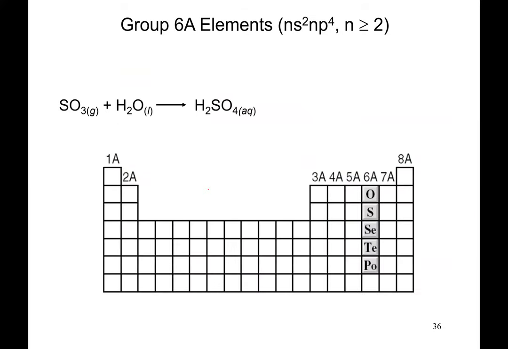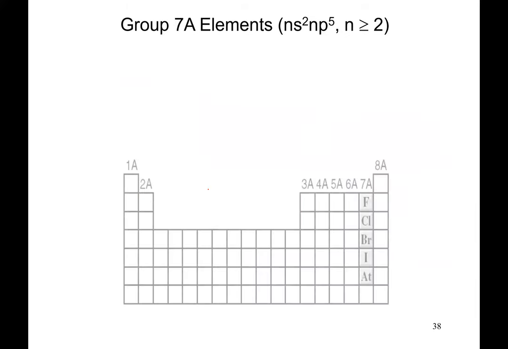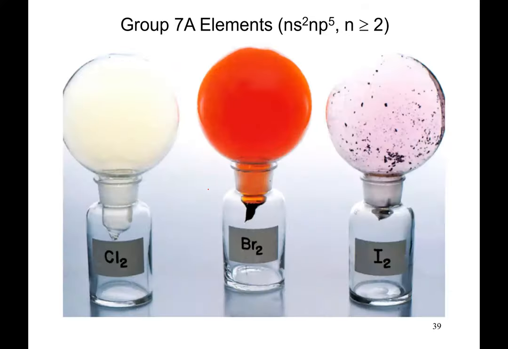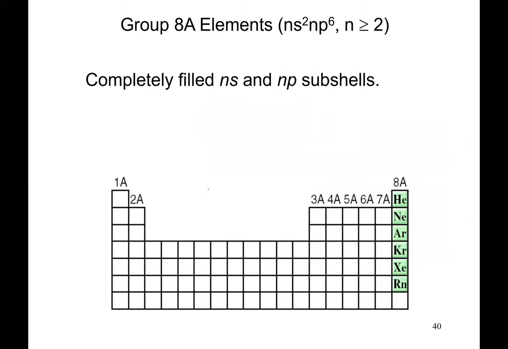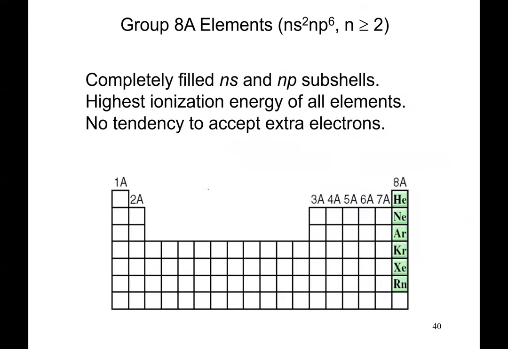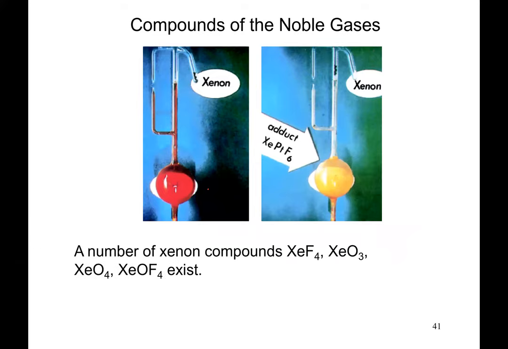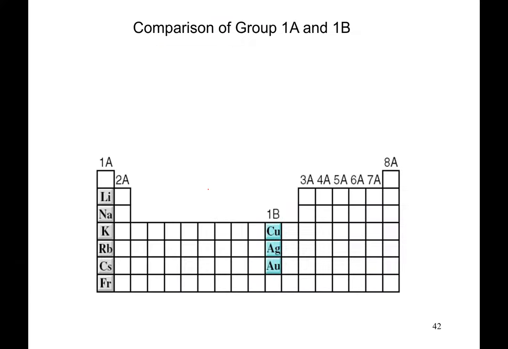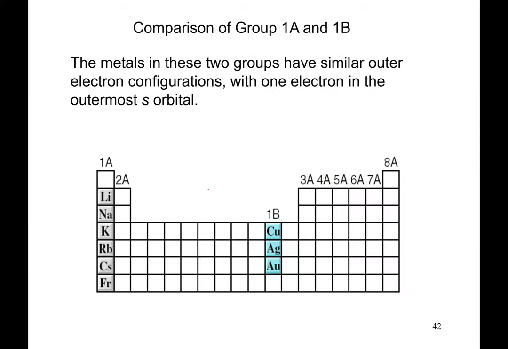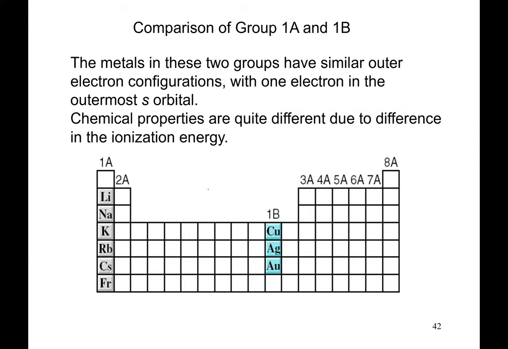The previous one is related to nonmetals too, the nonmetals here, and then here as well. And lastly, the noble gases are complete, and they don't normally get extra electrons. They are full and don't want to give them up. And then there are special compounds of noble gases. So, comparisons of the group 1A and group 1B: there are similar outer electrons there. That's a little more complex, and I'd just like you to read that section for yourself.